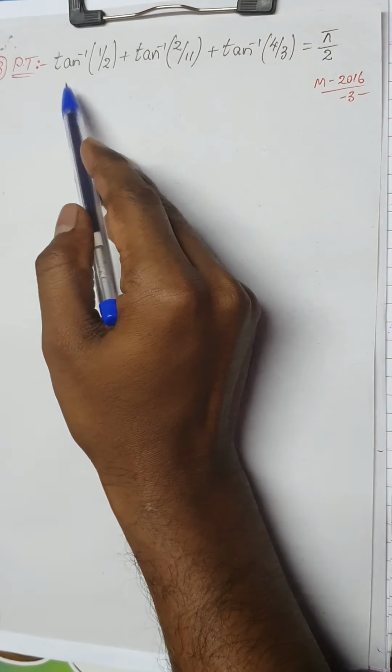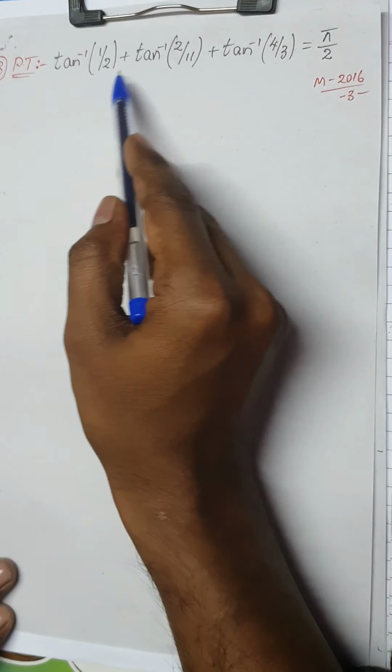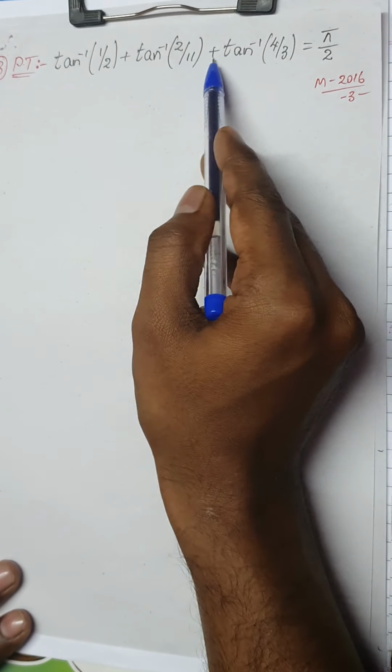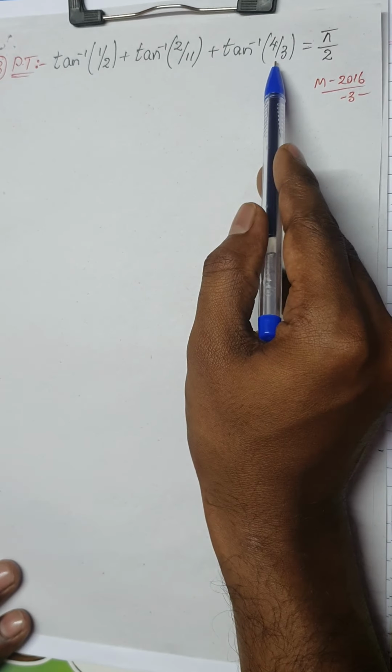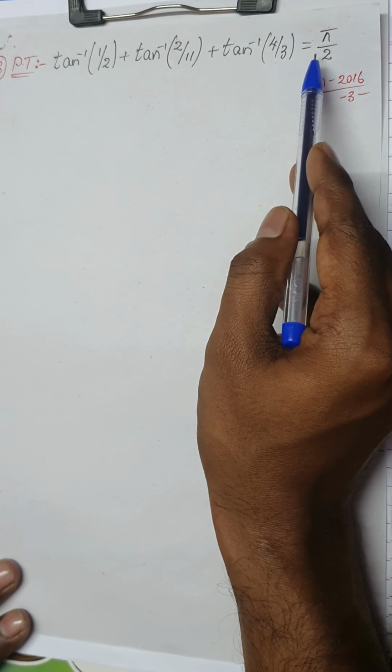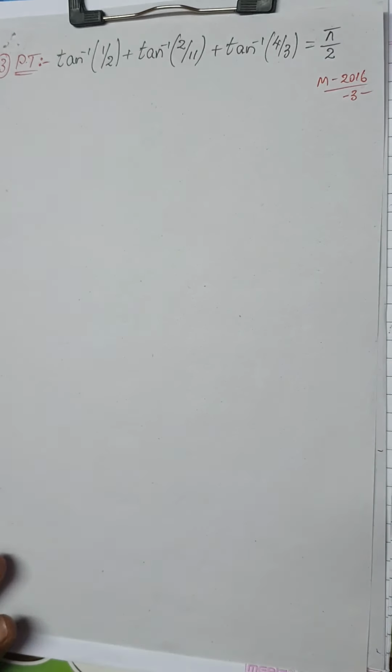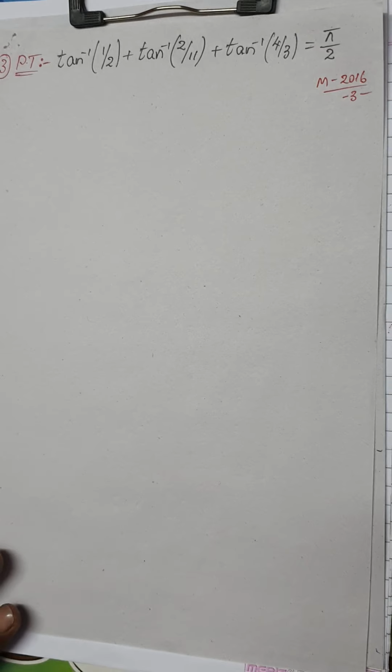So the next question we have here is tan inverse of 1 by 2 plus tan inverse of 2 by 11 plus tan inverse of 4 by 3. I have to prove this is equal to pi by 2. Okay, we are going to check this.